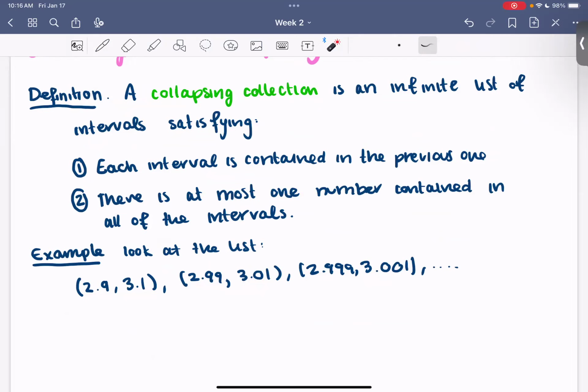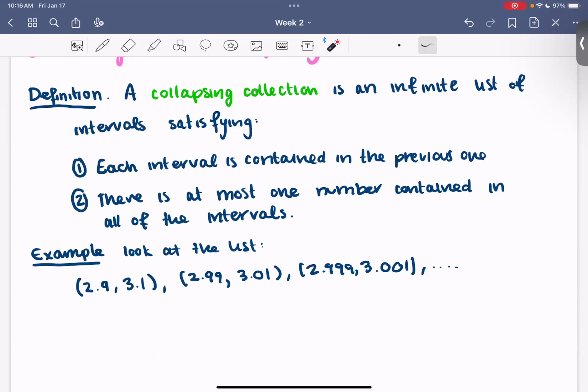Okay, and then the second condition: there is at most one number contained in all of the intervals. So is there a number that's contained in all of the intervals in this case? Yeah, what is that number? Yeah, so 3 is for sure in all of these intervals, right? No matter how many 9s I tack onto the end of 2.9, 3 will still be bigger than that. And no matter how many zeros I stick in here, 3 will also be less than that. You could go out to the millionth interval in this list and 3 is still inside of that interval.